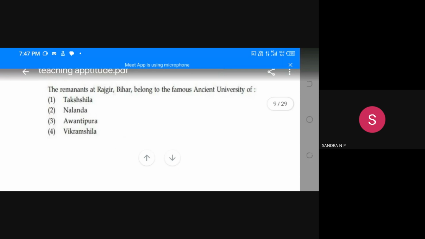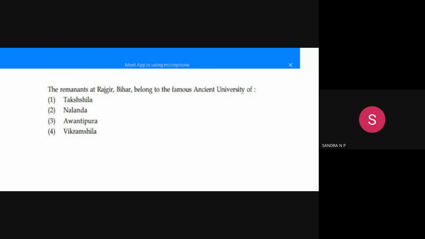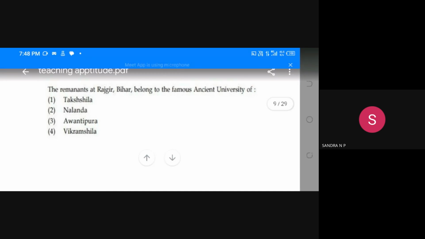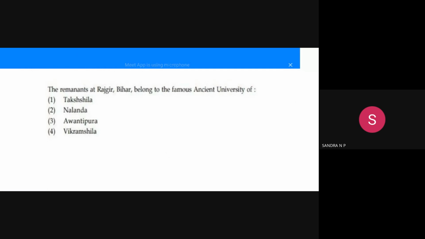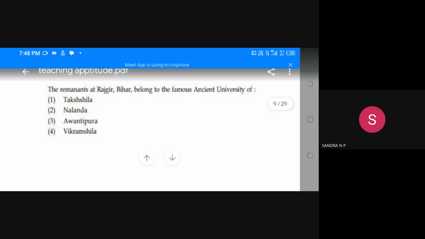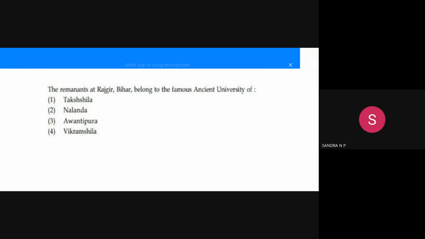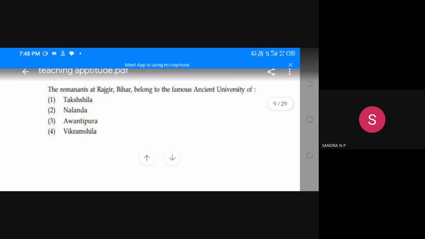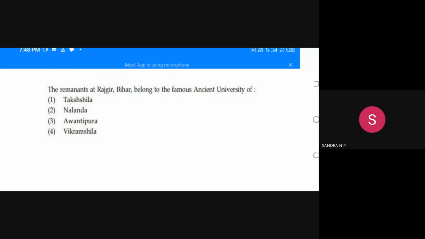Next question. The remnants at Rajgir, Bihar belong to the famous ancient university of. Actually, these universities, I think, will come in the question paper. So you have to look at these universities: Takshashila, Nalanda, Vikramshila, etc. The question here is, the remnants at Rajgir, Bihar belong to the famous ancient university of Takshashila, Nalanda, Avantipura, Vikramshila. Which university belongs to Rajgir, Bihar?